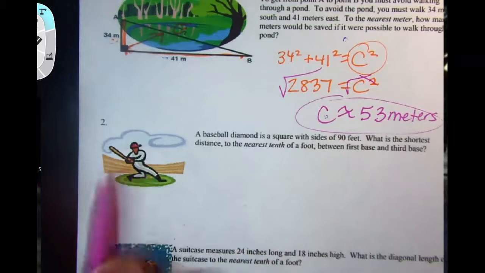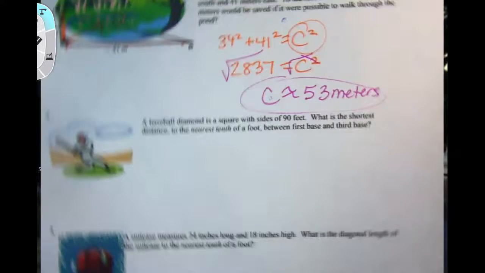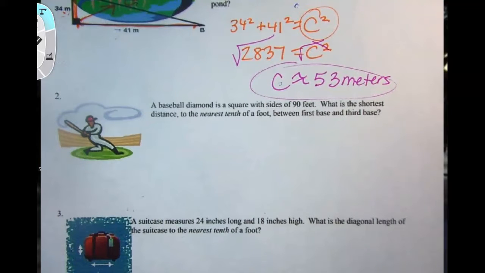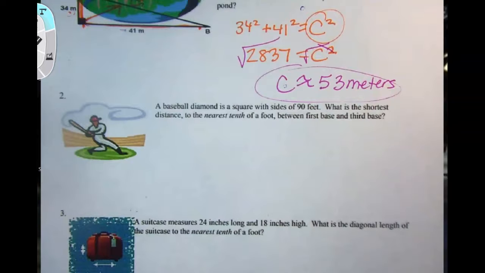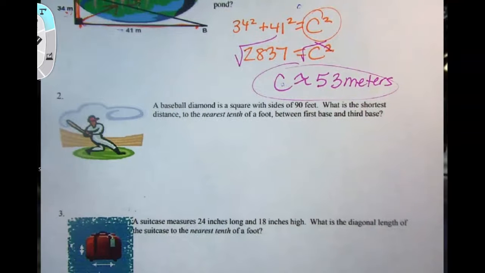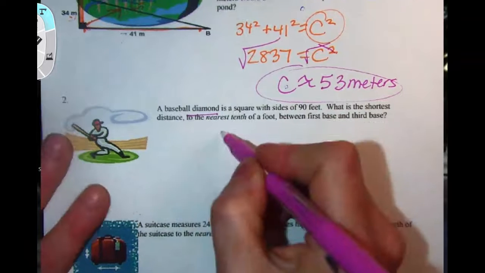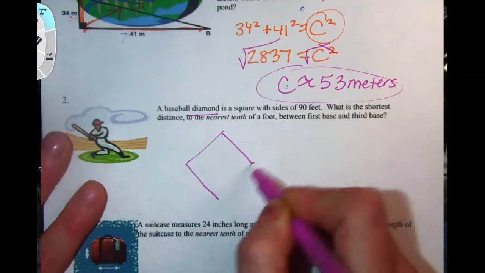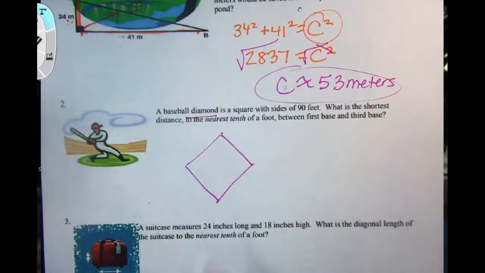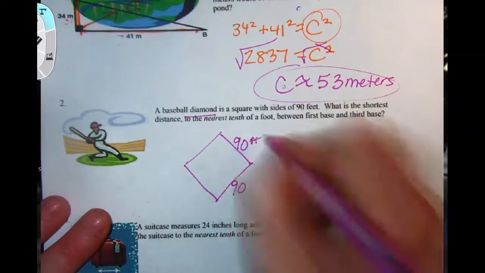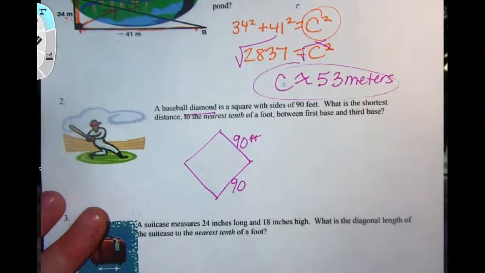Even if there wasn't a picture, this one gives you a little picture, but you actually have to draw it yourself because we're talking about triangles. So a baseball diamond is a square with sides of 90 feet. What is the shortest distance to the nearest tenth of a foot between first base and third base? So I would start out with, let's draw our diamond, which we know is just a square on the side, a baseball field, and we know that every side is 90 feet, right? 90, 90. Okay, it wants to know from first to third base.